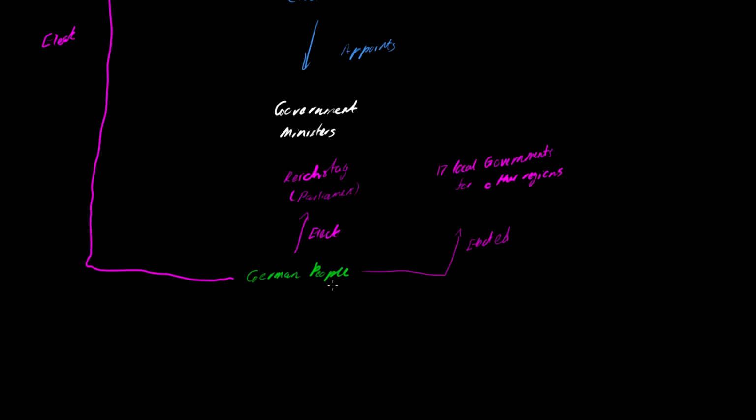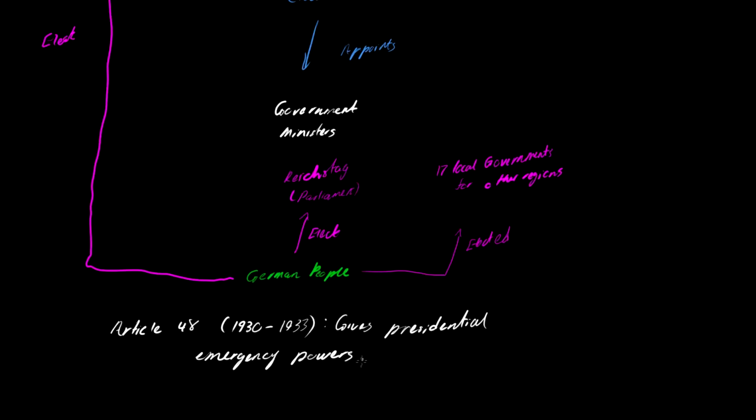So some significant things is Article 48, and that was actually used from 1930 to 1933, and that gives presidential emergency powers. So the president doesn't have to consult the Reichstag.